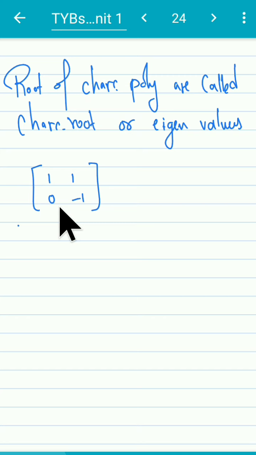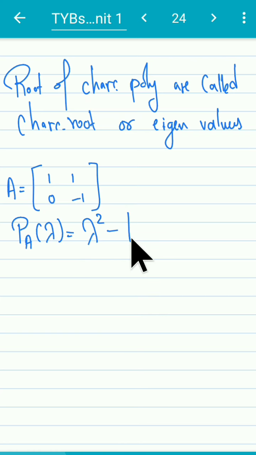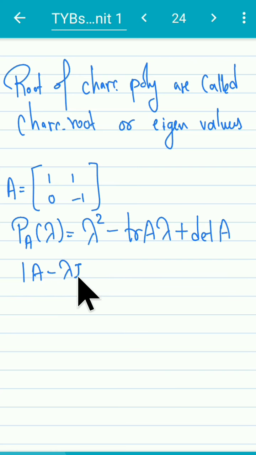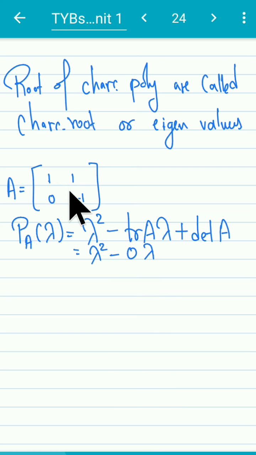The characteristic polynomial for this matrix A can be found directly in terms of lambda as lambda square minus trace of A times lambda plus determinant of A. Otherwise you can go for determinant of A minus lambda I, but the characteristic polynomial is this much. I will do it directly because you should remember it. What is the trace for this? Trace is the sum of the diagonal entries, 1 and minus 1, so it is 0. So I'll write lambda square minus 0 times lambda, plus the determinant.